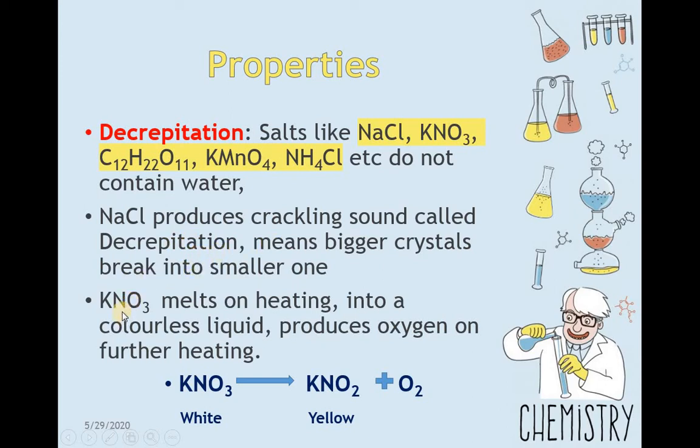And if you heat potassium nitrate as well as sodium nitrate also, they melt on heating into a colorless liquid. They produce oxygen on further heating. So you get the white color potassium nitrite and sodium nitrate gives you yellow color sodium nitrite respectively, and oxygen gas. They do not produce any water.